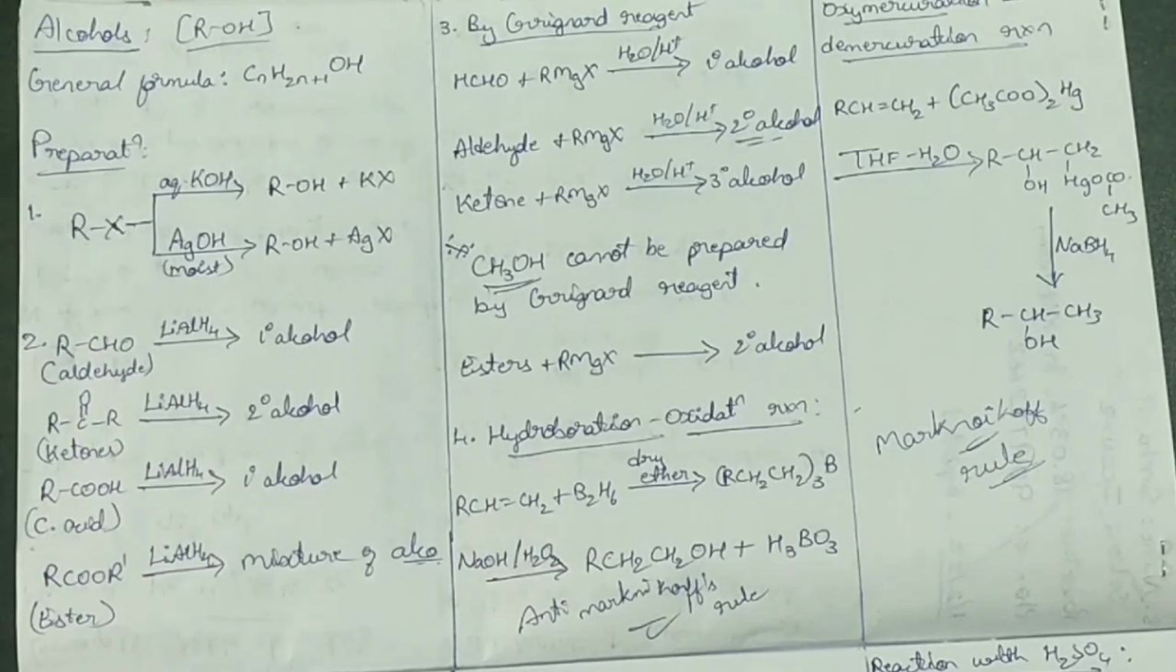This is an important reaction where an alkene is treated with mercuric acetate in the presence of THF. THF is nothing but tetrahydrofuran. You can prepare alcohol by this method also.